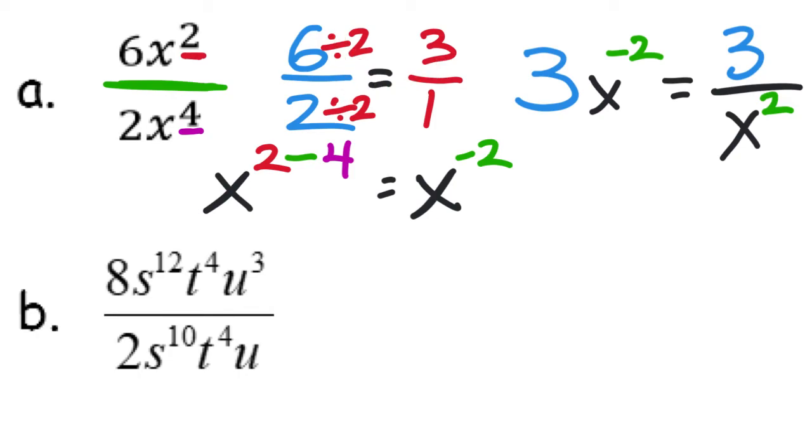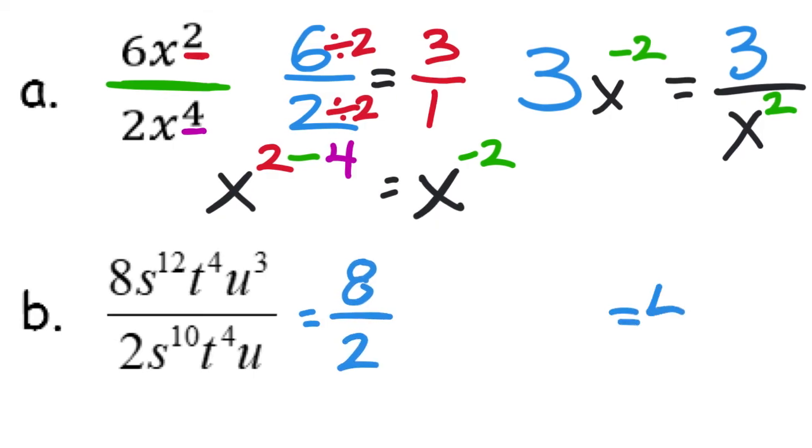In part B right here, again, I'll start with the numbers. It shows 8 divided by 2 here, and we know 8 divided by 2 is 4. Again, do not subtract those. It is not subtraction, it's division of those bases. And yes, we are dividing all the bases, but when it's the same base that we're dividing, we get to subtract the exponents.